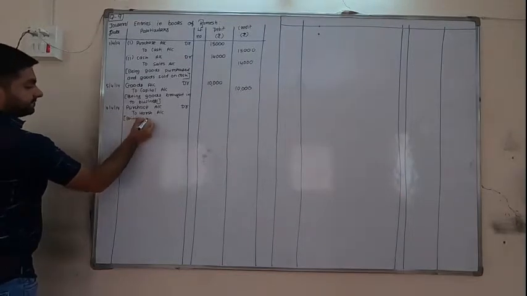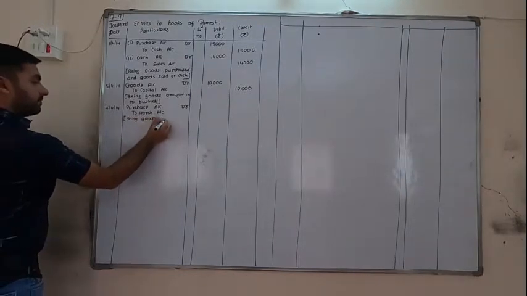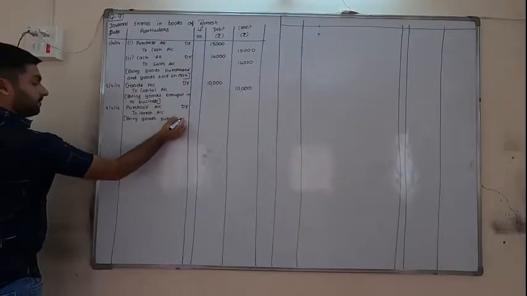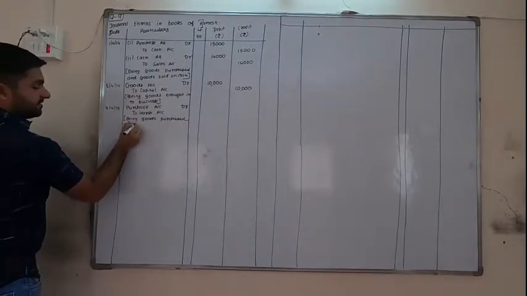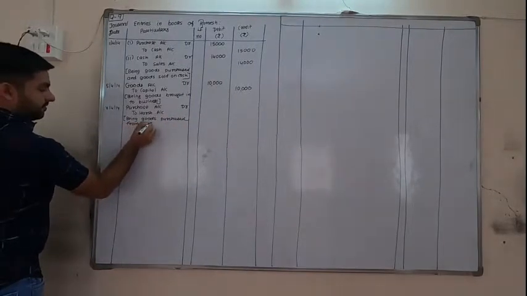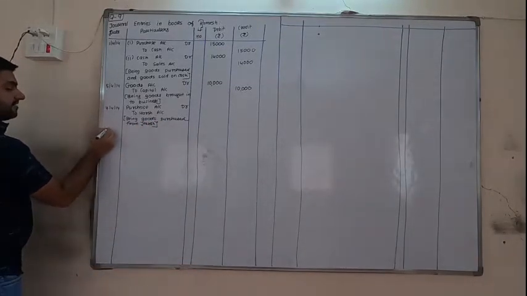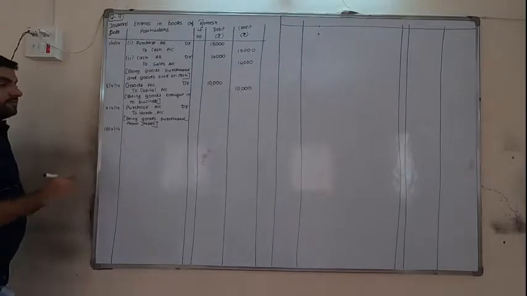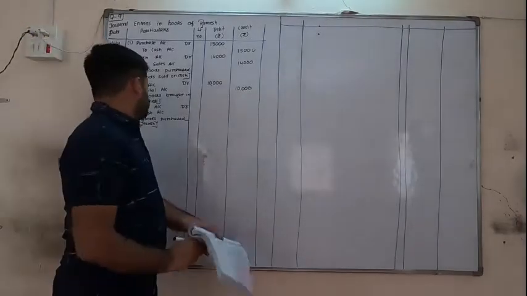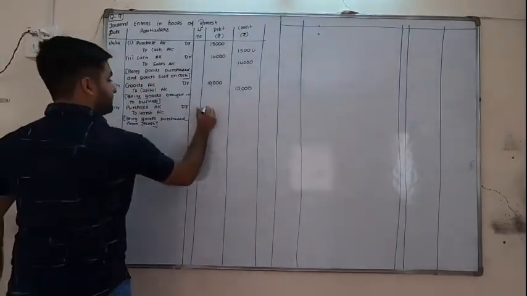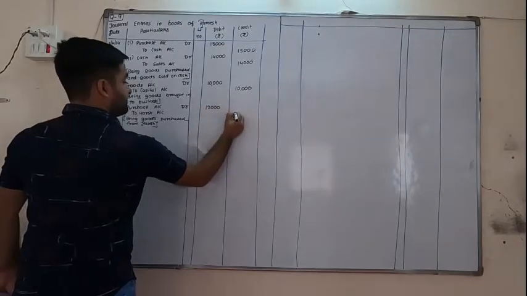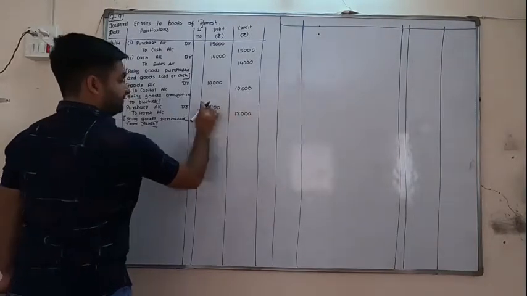Being goods purchased from Harsh. Next date is 10/4/40. Sorry, I have not written the amount, 12,000, on debit side and on credit side.